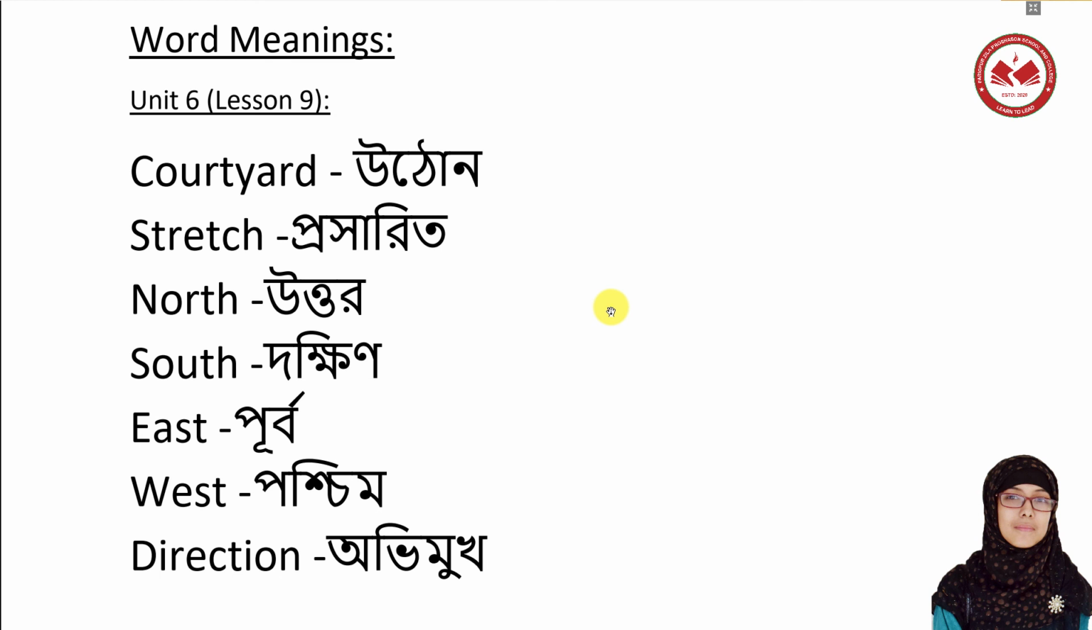Okay, so now we're going to learn some word meanings here. That is, first one is courtyard. Courtyard, okay? Courtyard, উঠোন. Stretch, প্রসারিত করা. North, উত্তর. South, দক্ষিণ. East, পূর্ব. West, পশ্চিম. Direction, অভিমুখ. Okay? So I request you all to note down these word meanings. And next time, when you read the text again, I hope it will help you understand it even more clearly.